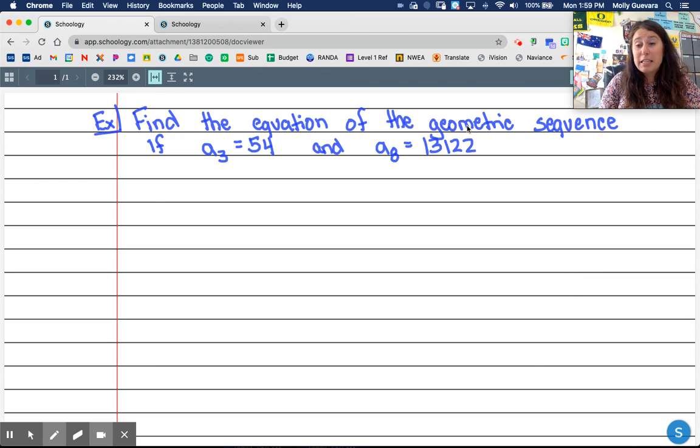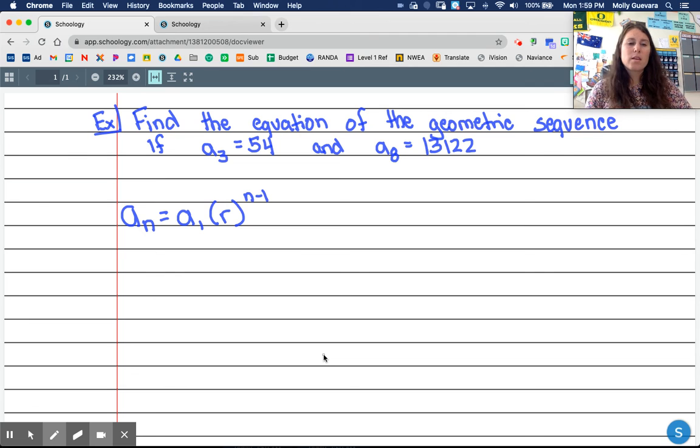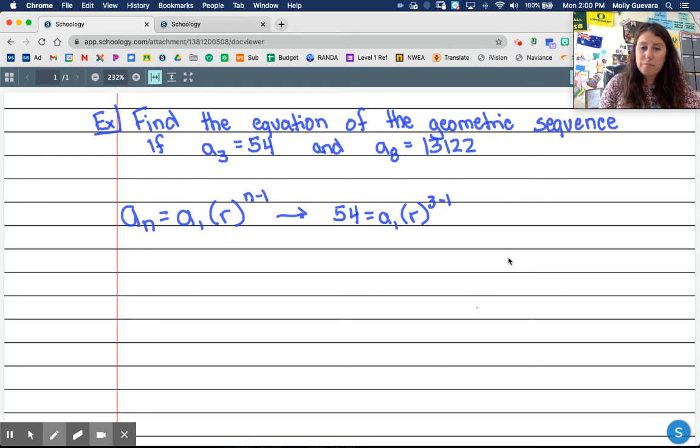I know it's geometric because they told me. So that means that I can automatically assume and know that I'm going to be using my geometric sequence equation, which is this guy. So now all I have to do is just plug in my values, right? My output is 54. If my input, n, is 3. So this really gets me 54 equals a sub 1 times r squared. Okay, so that's the first equation.